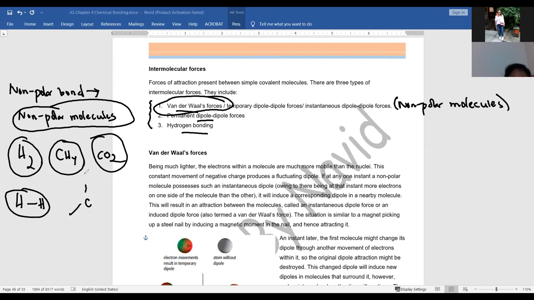H2 is a nonpolar bond, which gives rise to nonpolar molecules. Then CH4, although there is a difference in electronegativity, the overall molecule is nonpolar. Why? The angles between each of the bonds are the same. They all have the same type of bonds, so they have attained a shape where there is minimum repulsion and maximum stability, so their charges cancel out.